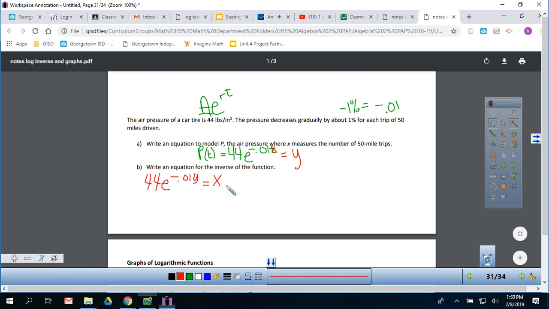Alright, our goal is to get Y by itself. Our E is already on the left side. So what's our next step? Get log by itself. Is our exponent by itself yet? No. So let's divide that out.